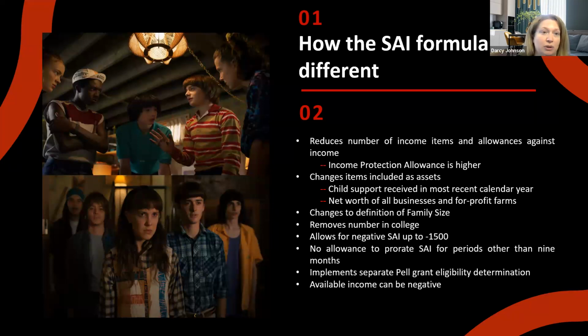Currently, the EFC can only go as low as 0, so it may not be a true representation of the neediest students. Now the SAI can actually go down to -1500, so we'll see a more accurate representation of where the need of our students falls. There is no allowance to prorate the SAI for periods of enrollment less than 9 months. That's really a financial aid office thing to work through. It does implement separate Pell Grant eligibility determinations, which Danielle is going to discuss in a moment. And the available income can be a negative amount now, where before you would just list 0 if the income calculation ended up being a negative.